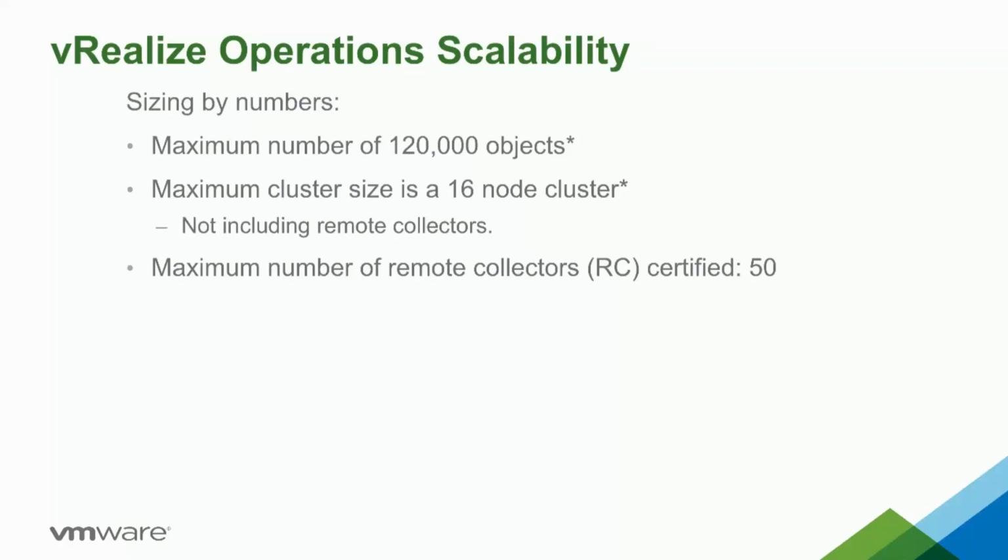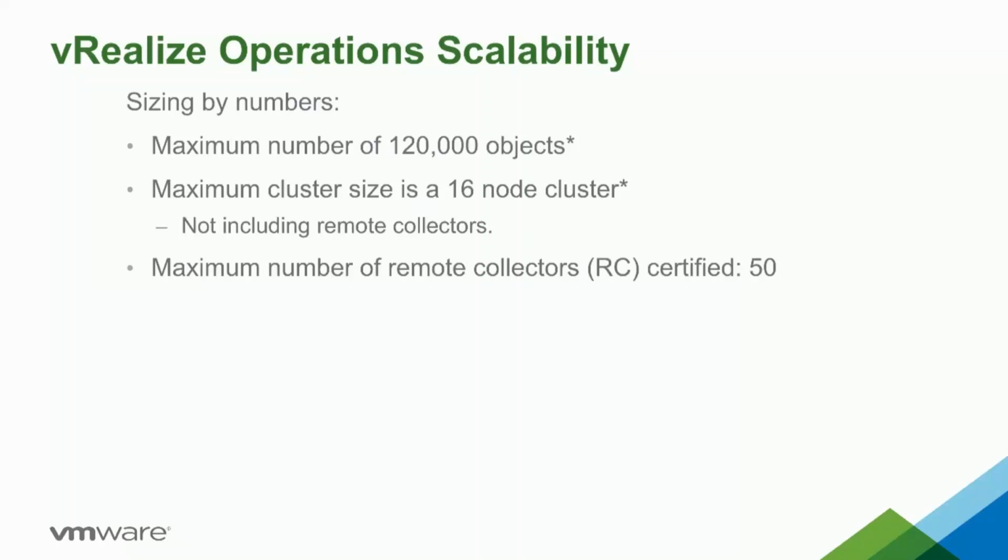So the maximum number of objects today is 120,000 objects. We support millions of metrics. You'll see that coming up. Maximum cluster size, like I said just a second ago, is a 16 node cluster. This does not include remote collectors, so you can have multiple remote collectors. The maximum number of remote collectors that is certified to run in a vRealize Ops instance, by instance I mean a single cluster group that's all talking together, is 50.